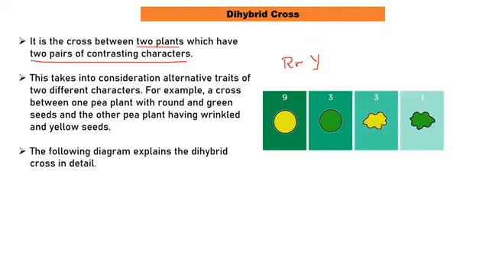Clear? And wrinkle is a recessive character which is represented by small r, and green is a recessive character which is represented by small y. Okay, so here we have taken the two contrasting characters, that is round and wrinkle, yellow and green.